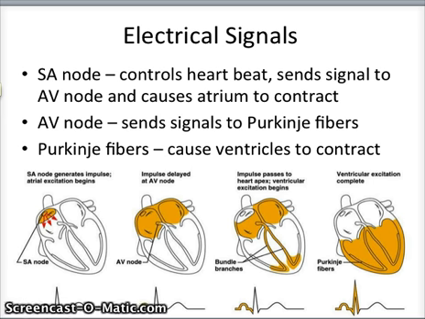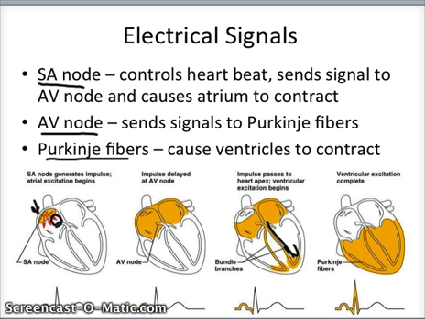So there's three main parts. There's the SA node, AV node, Purkinje fibers. All right, the SA node is probably the most important because it controls the heartbeat. So this is the first thing that happens, and then its signals cause the other two to go. So the SA node, you see how there's little arrows coming out of here? That's because it's then signaling the AV node to do its job, and then the AV node sends signals down to the Purkinje fibers to do its job.